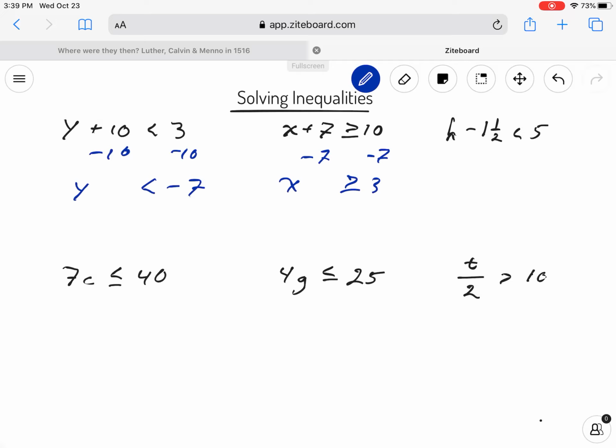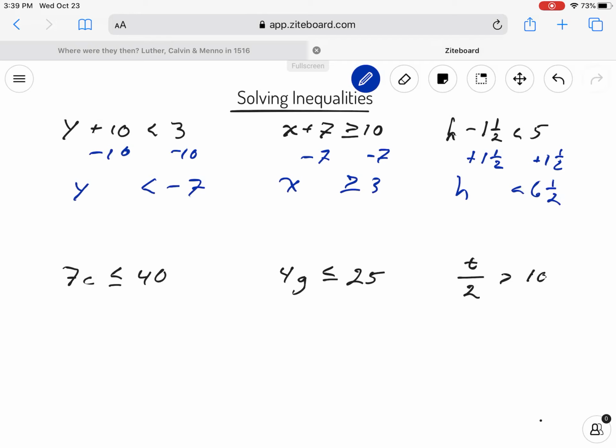Here I have h minus 1 1/2 is less than 5. So I'm going to add 1 1/2 to both sides. So I have h, and the 1 1/2s go to 0. So h is less than 6 1/2. Okay, simple enough. Here I have a couple multiplications, one division.